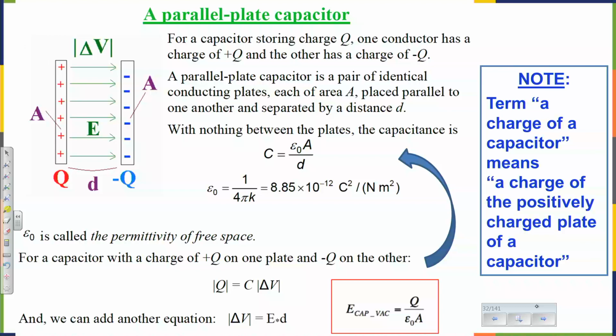This is a very important slang note. People say the capacitor is charged. And sometimes people think that only one plate is charged. No, it means both plates have charge. One has a positive charge, another has a negative charge, and the magnitudes are the same.